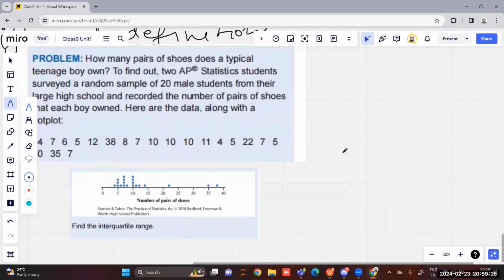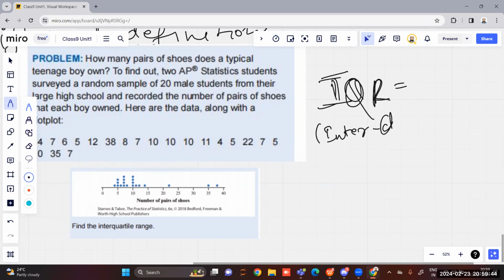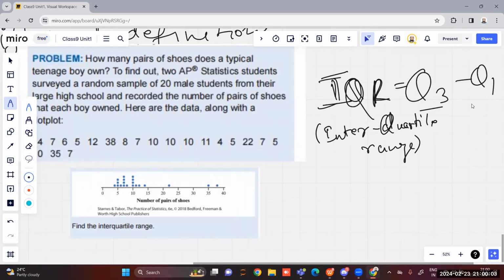Okay. So what we have to do is find the interquartile range. So what's the formula for the interquartile range, Zaid? Are you there on the other end? I think it is Q3 minus Q1. Yes, that's good. Q3 minus Q1. So we need to find Q3 and Q1.